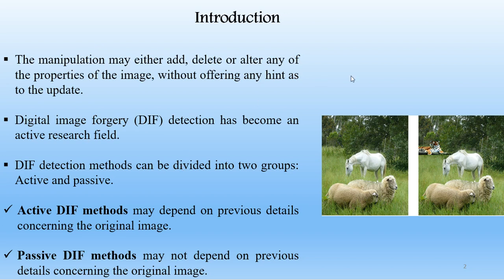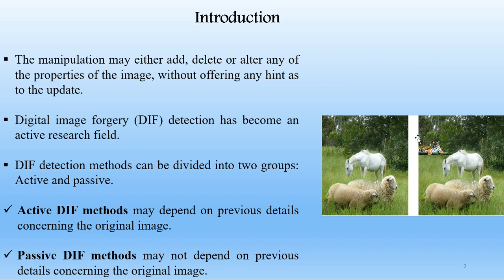What is image forgery? The manipulation may be by adding, deleting, or altering any of the properties of an image without any hint of this change. Therefore, digital image forgery is a very active research field. DIF can be divided into two groups. The first one is active DIF, which depends on information from the original image, and the second one is passive, which does not depend on any information from the original image.